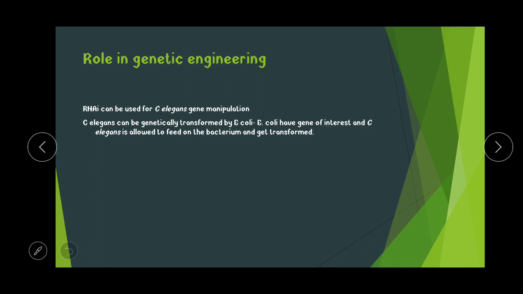RNA interference can be used for C. elegans gene manipulation. As you know, in RNA interference an RNA blocks the DNA's expression, that is the transcription and also the translation of mRNA. So RNA interference can be used for the manipulation of genes in C. elegans, and C. elegans can be genetically transformed by E. coli. That is, when the E. coli has the gene of interest, the C. elegans will be allowed to eat the E. coli, that is the C. elegans will feed on the E. coli, and this will allow the genetic transformation, that is the genome of the worm will be changed.